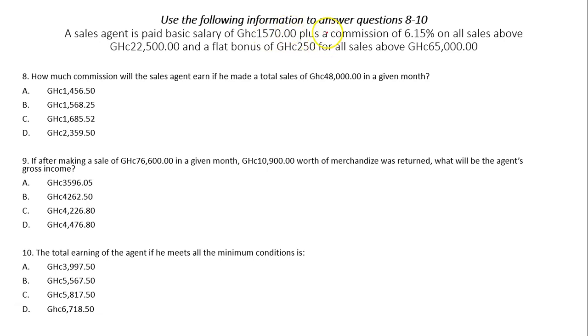Use the following information to answer questions 8 to 10. A sales agent is paid a basic salary of 1,570 Ghana cedis plus a commission of 6.15% on all sales above 22,500 and a flat bonus of 250 Ghana cedis for all sales above 65,000.